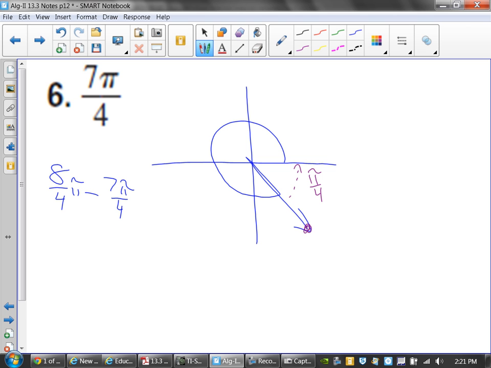Which means it'll have all the same characteristics of the pi over 4 in quadrant 1, except what sign, S-I-G-N, is changed. Negative y. And negative y is dealing with the negative of which value? Right. The sign of sine changes.